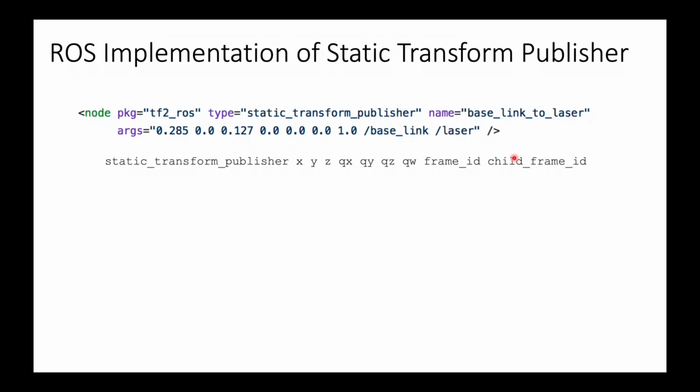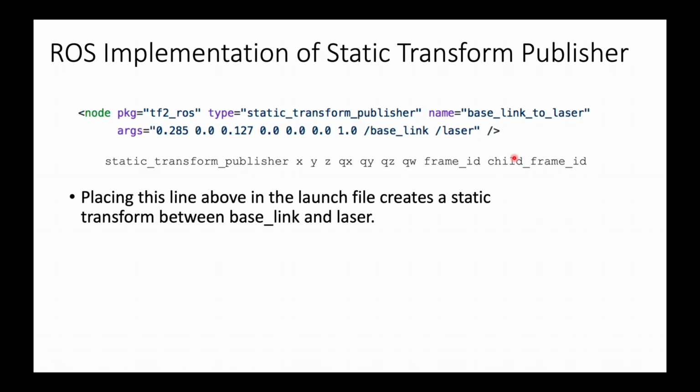And this is implemented by something called a static transform publisher, which is made available by the TF2 ROS package. So placing this line in the launch file creates the static transform. There's a topic on which this transform is published, which is why this is a publisher in the name. And any other node can subscribe to this transform, right?